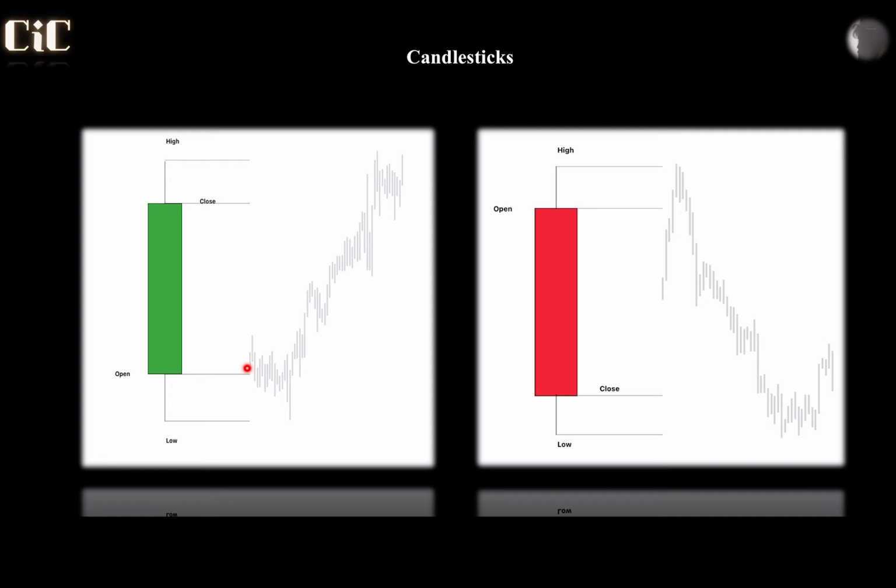Open, turtle soup into the previous candle's low, CRT, and rally when bullish, and vice versa. Open, rally, turtle soup, and then dump.